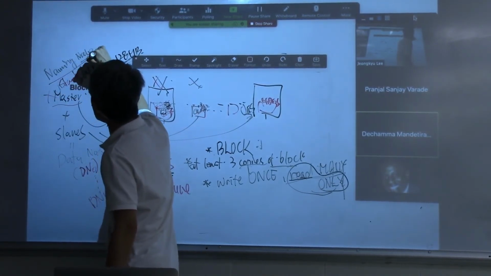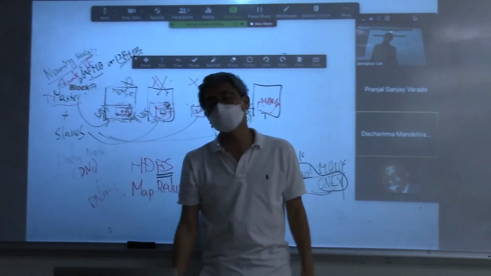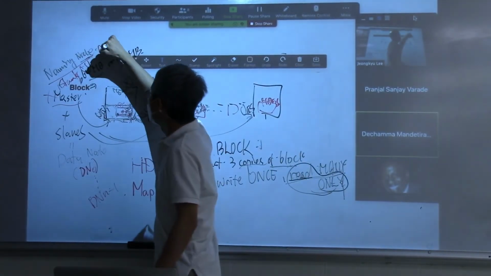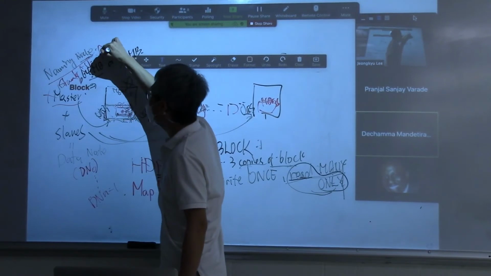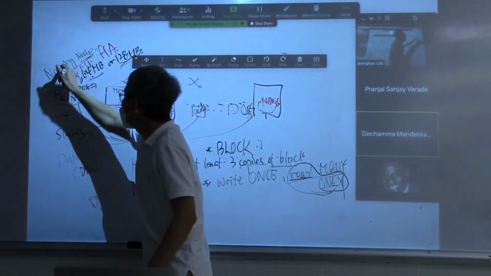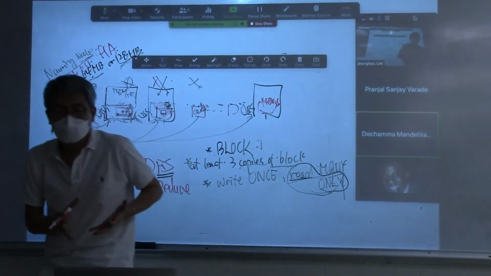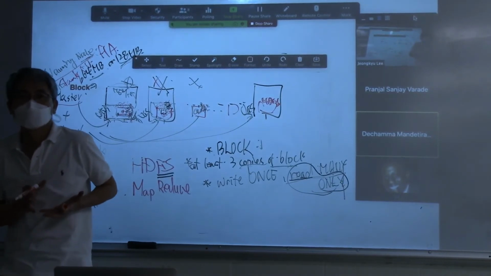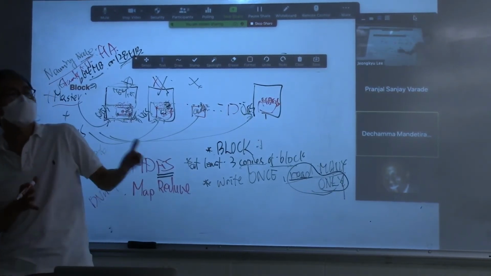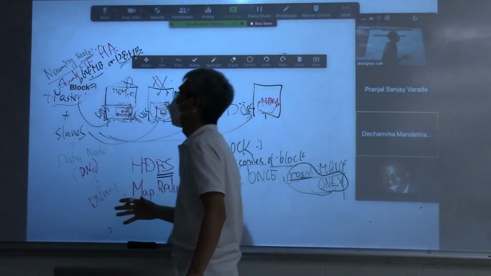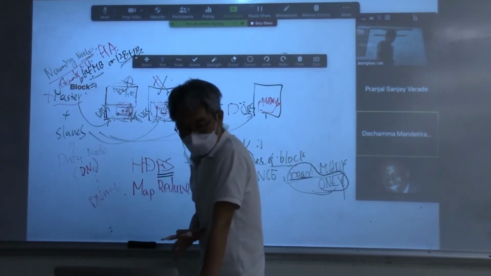Standby name node. Standby name node is based on HA, high availability. If one node is down, the other node is on standby and takes over the job. So we can avoid the downtime.